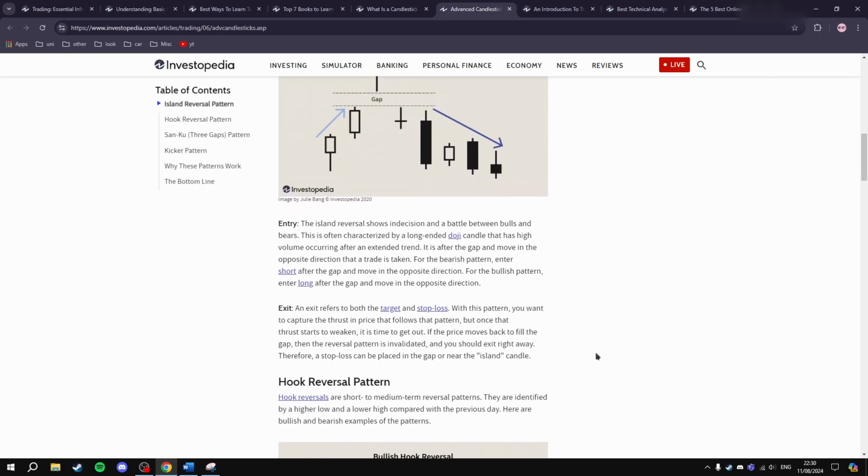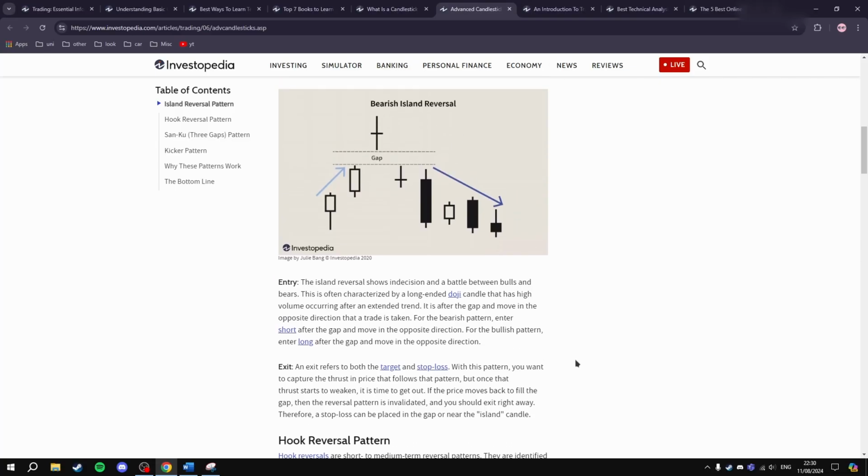Entry. The island reversal shows indecision and a battle between the bulls and the bears. This is often characterized by a long-legged doji candle that has high volume occurring after an extended trend. It is after the gap and move in the opposite direction that a trade is taken. For the bearish pattern, enter short after the gap and move in the opposite direction. For the bullish pattern, enter long after the gap and move in the opposite direction.